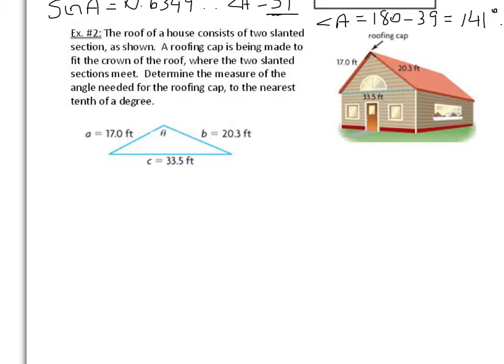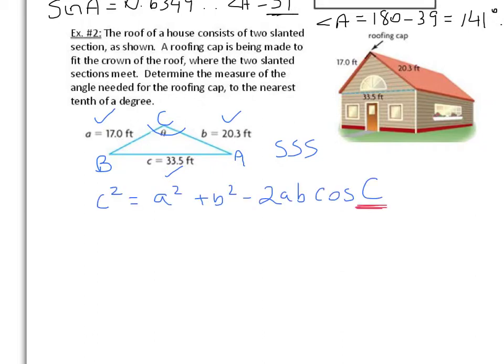Alright, so I've drawn the roof of the house, redrawn it as a triangle over here, and it's not labeled, so any triangle should be labeled. So I'm just going to go ahead and label this A, B, C, and we're looking for angle C, and we have a side, side, side situation. We're going to use the cosine law.